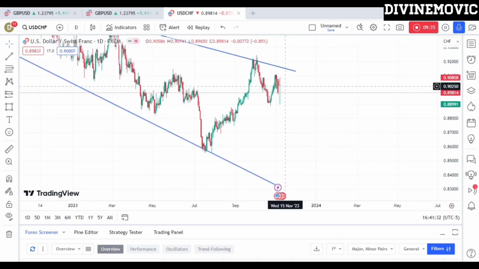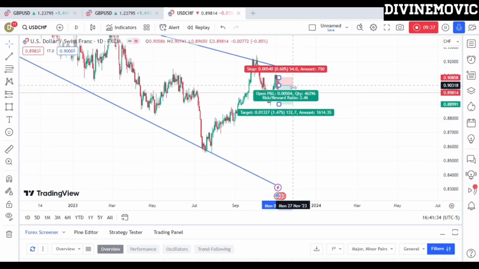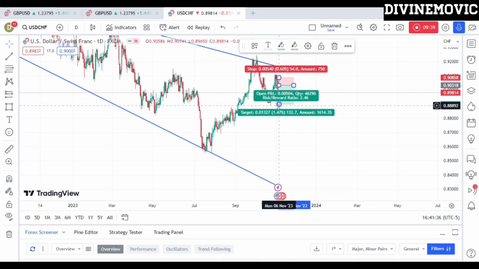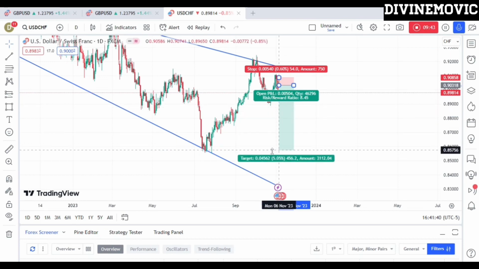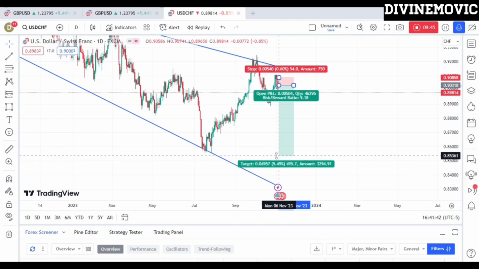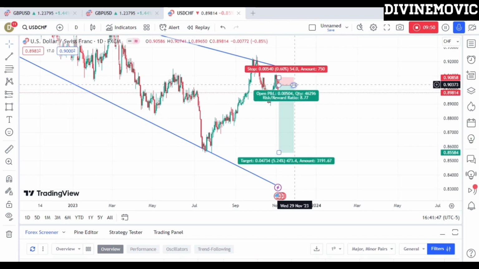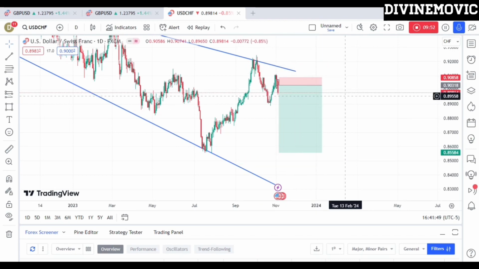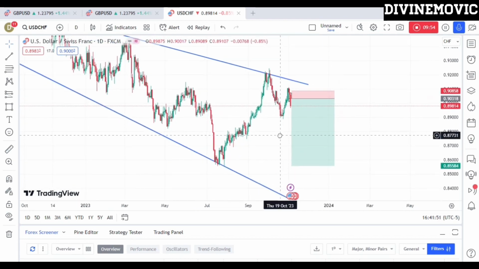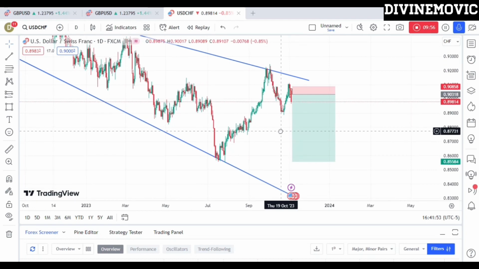That means this is how we're going to analyze this chart. We're going to sell from that particular zone down to here being our first take profit, and here being our final take profit. So this is what this setup is going to look like to continue the downtrend.